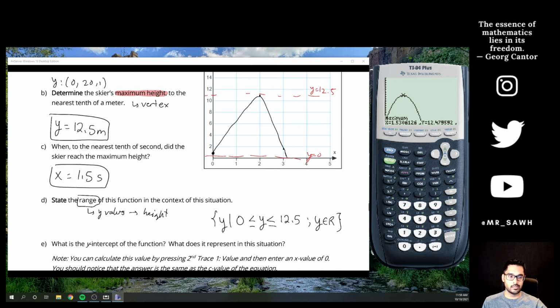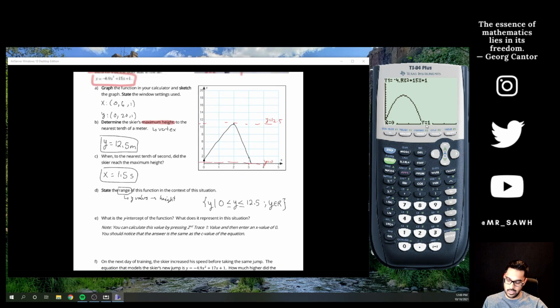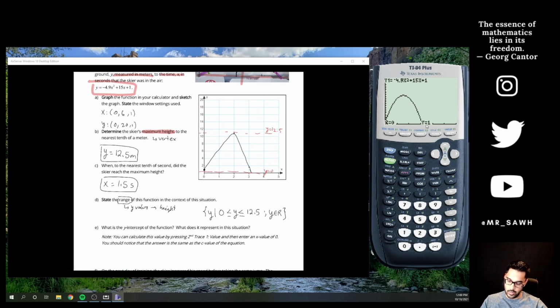What is the y-intercept of this? Now your calculator can find this as well, which is what the note here tells you. So second trace, option number 1 allows us to input a value, and I want to input a value of x as 0. That'll give me my y-intercept. When I hit enter, it tells me it's 1. And what you'll notice again is in the equation, it's always the constant, right? It's what we talked about in the last video.